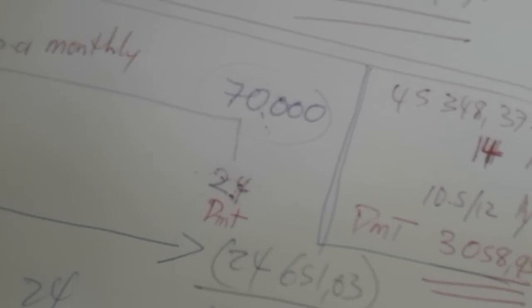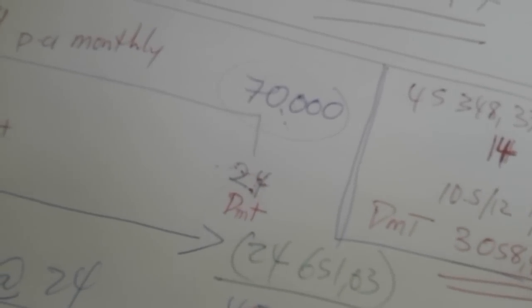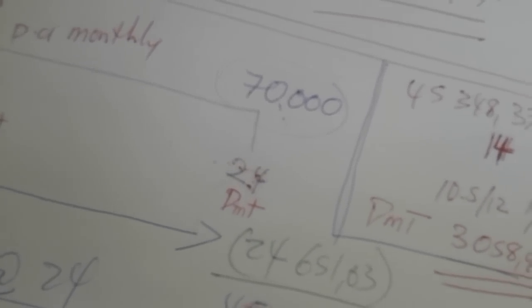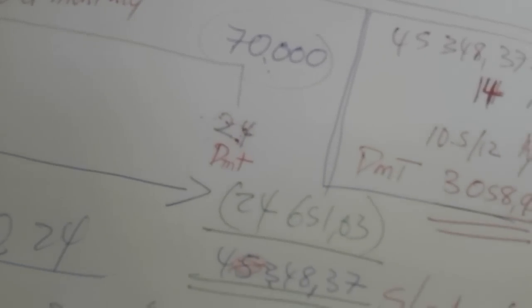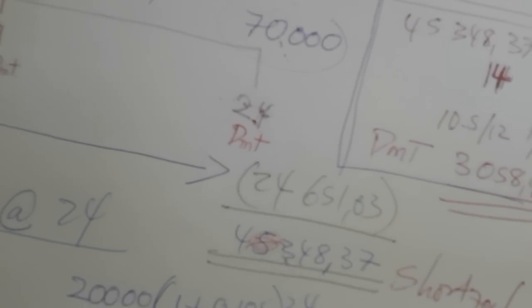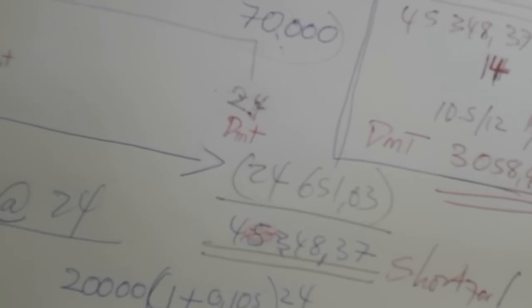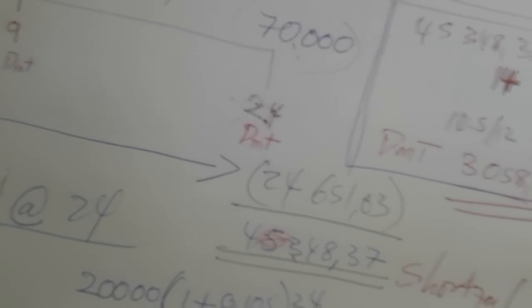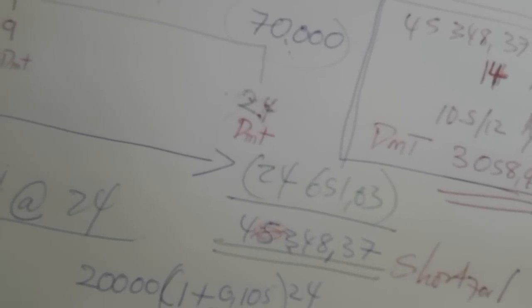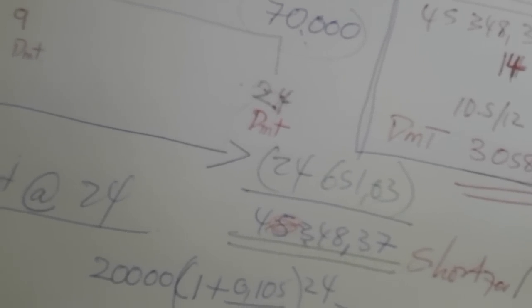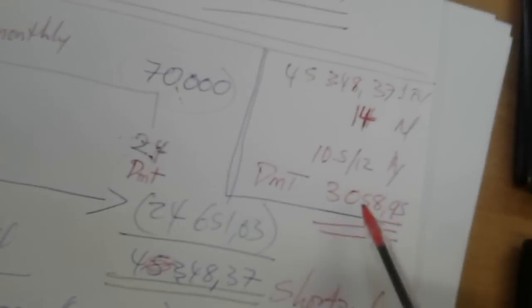45348.37 plus minus FV, 14 is N, 10.5 divided by 12 is your I, then compute PMT. Okay, I'm getting a different answer there. Let's see here. 45348.37 plus minus FV. 14 is your N, and 10.5 divided by 12 is your I, and compute PMT. Yes, it's 3058.95. Right.